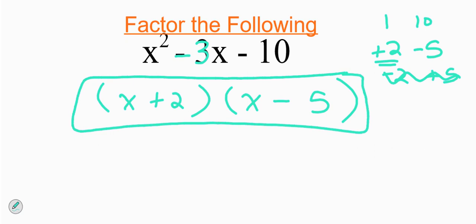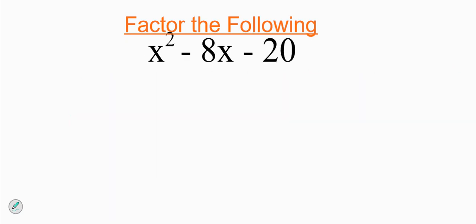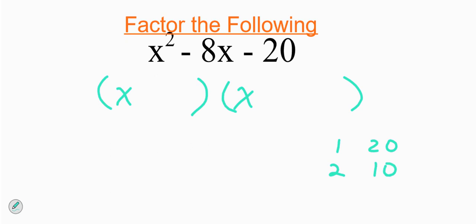All right, let's see what I have planned. Oh, we're going to keep going. Let's keep going. All right. We know we put our x and x here. All right, 20. We need two numbers. Let's see. We got 1 and 20. We have 2 and 10. We have 4 and 5. And that's pretty much it.